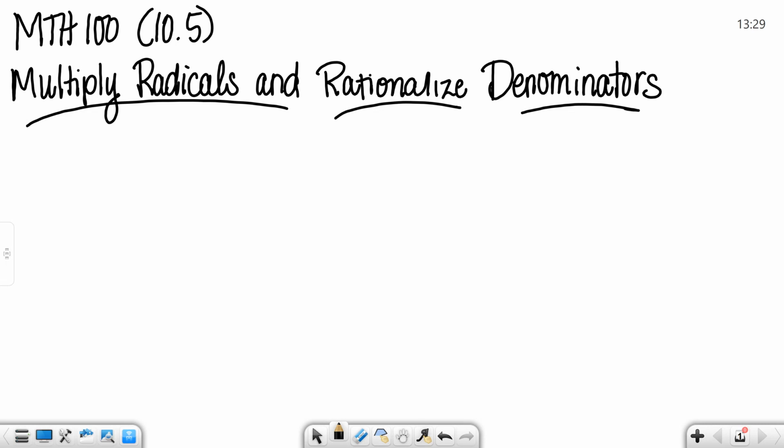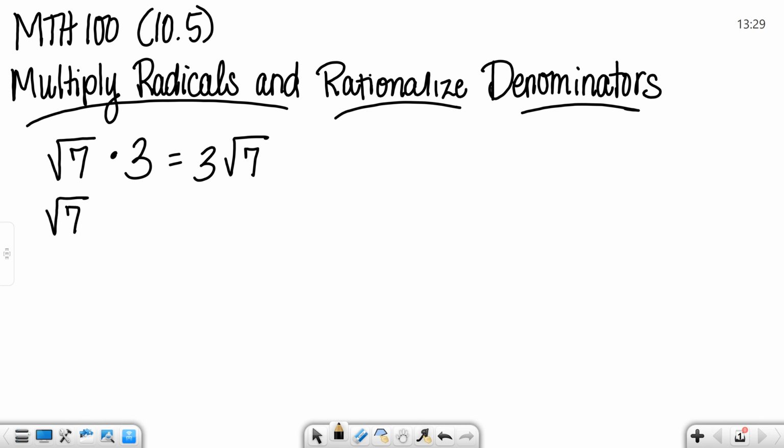Math 100, lesson 10.5. We are going to multiply radicals again, a little different than what we were doing before, and we are going to rationalize denominators. Okay, let's start with just our multiplying. If I have the square root of 7 times 3, so I've got a radical times not a radical, you can't go inside to multiply, so this would just be 3 times the square root of 7.